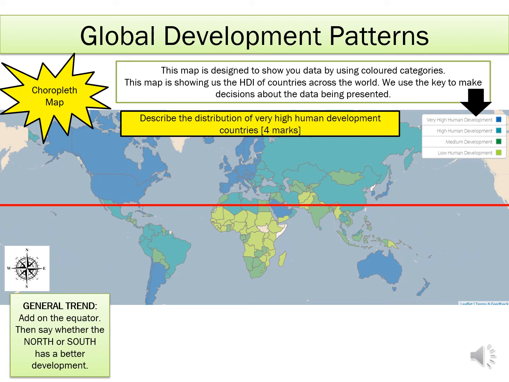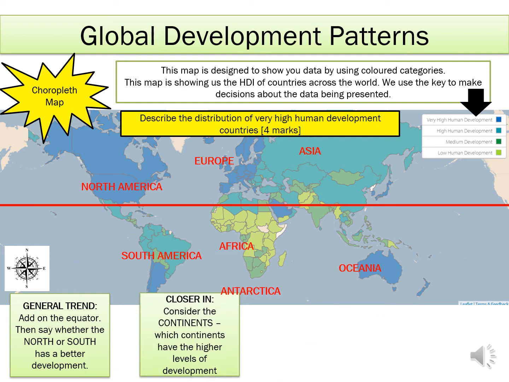Closer in then, it's always really good practice to label your continents on a map. Which continents have the higher levels of development? You don't have to write 1, you don't have to write 2. If you have said that the general trend is the north, you can't then say that Oceania has a high level of development. You have to make sure your continent is in the hemisphere that you have identified.